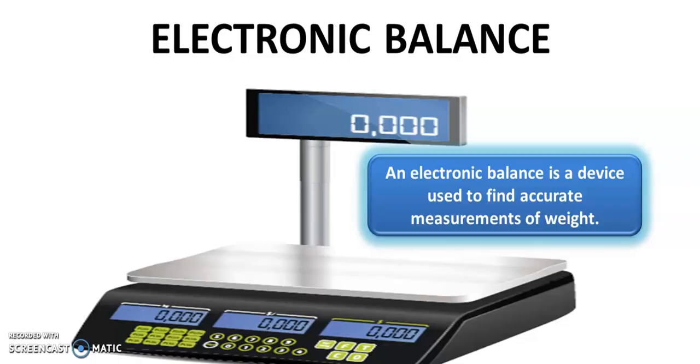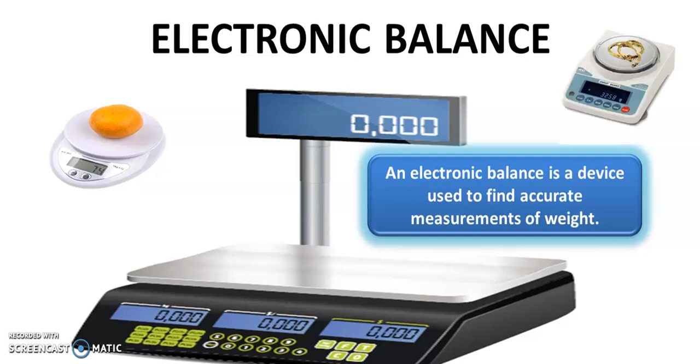Electronic balance. An electronic balance is a device used to find accurate measurements of weight. It is used very commonly in laboratories for weighing chemicals in various experiments. Electronic balance may also be used to weigh food and other grocery items as well as jewelry.